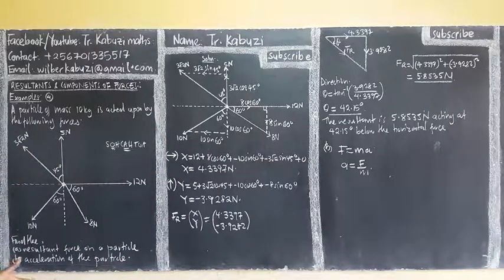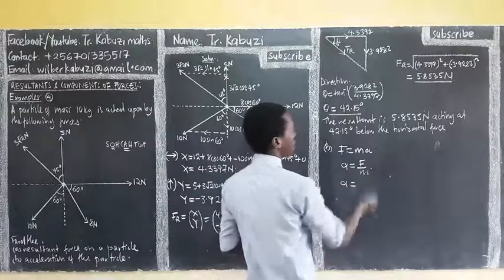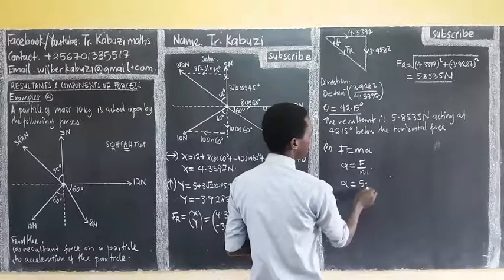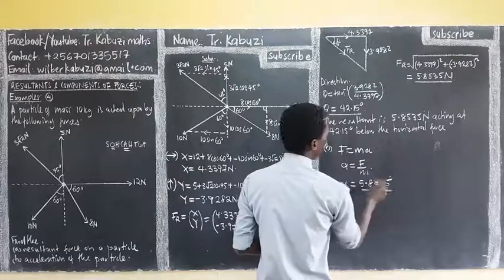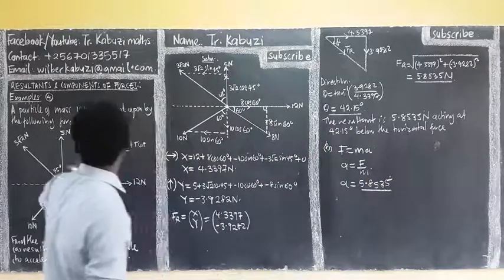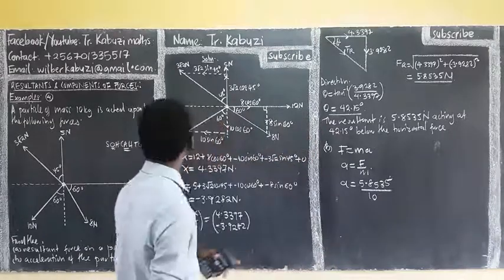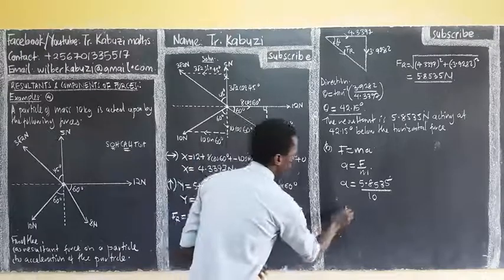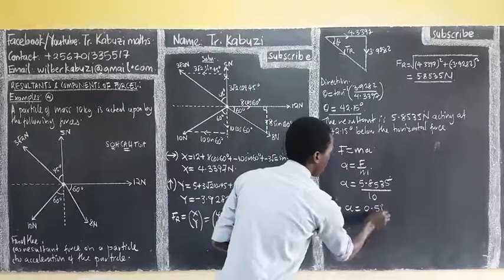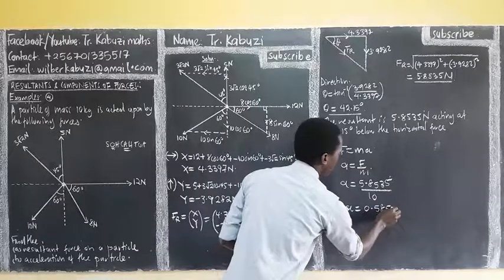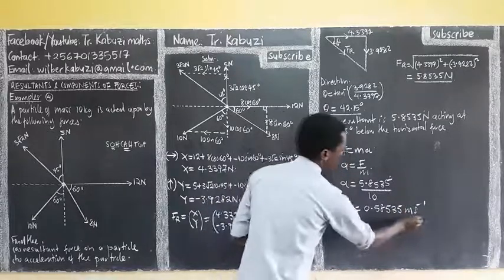The acceleration of the particle. So now this F will be the force. We take its modulus, which is 5.8535, the whole over the mass, which is 10. So there we can easily get our acceleration as 0.58535 meters per second. So that's going to be our acceleration.